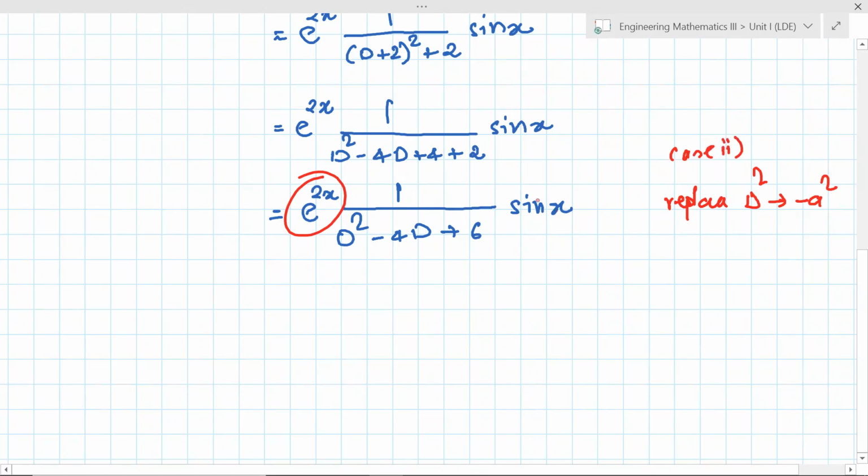Case number 2 says that if the function is sine(ax + b), then replace D square by minus a square. What is a? A is 1. So here a is 1. Its square is 1, and multiplied by minus, this is minus 1.